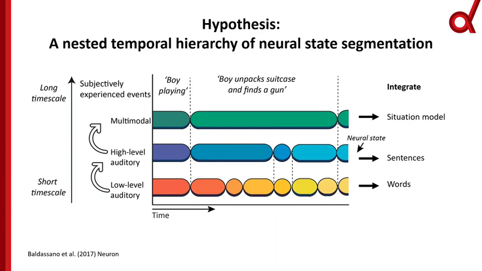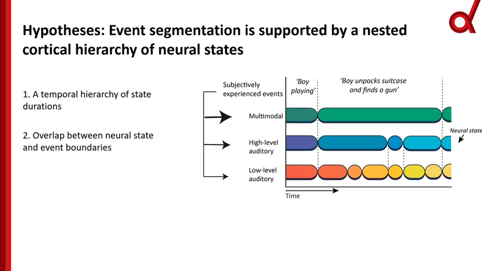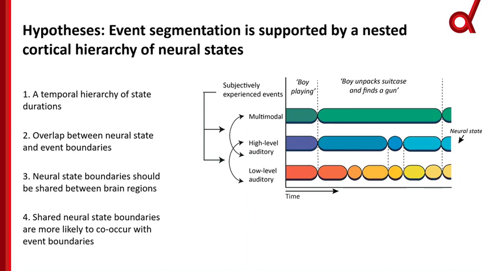Based on this framework, we came up with a number of hypotheses. First, we would expect a temporal hierarchy of state durations across the entire cortex. Second, that there is overlap between neural state and event boundaries everywhere in the cortex, but that this overlap should be strongest in higher level cortical areas. Third, that neural state boundaries are shared between pairs of brain regions. And fourth, that those boundaries that are shared, the ones propagating upward in the hierarchy, are also the ones more likely to be experienced as an event boundary.